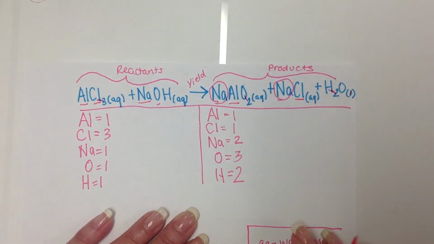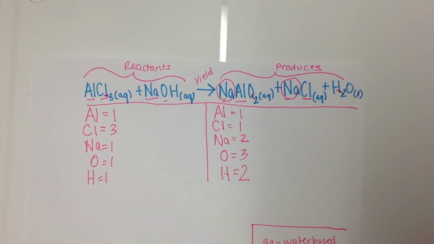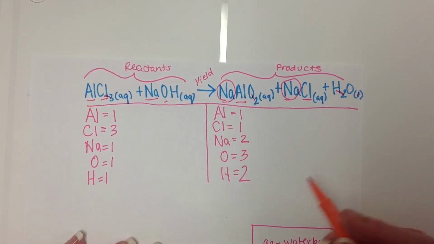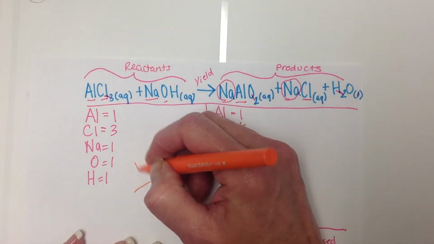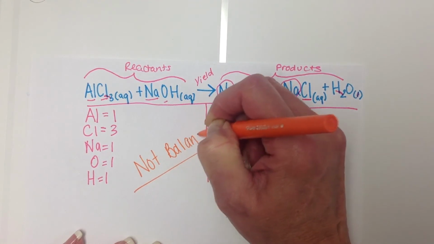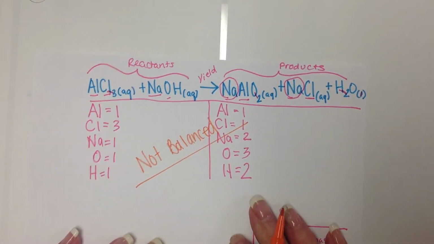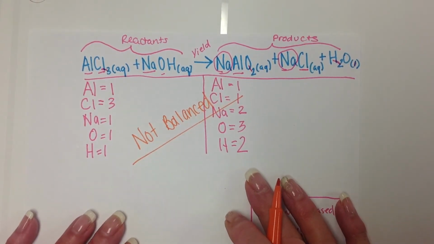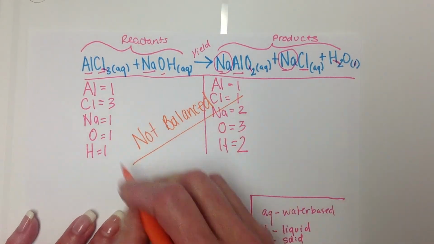So is this equation balanced? Well, are the number of atoms equal on either side of the equation for those elements? Nope, not balanced. So this does not represent a chemical reaction. A true chemical reaction does not represent that.